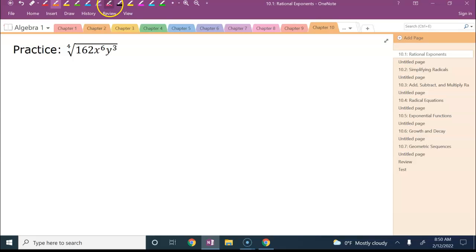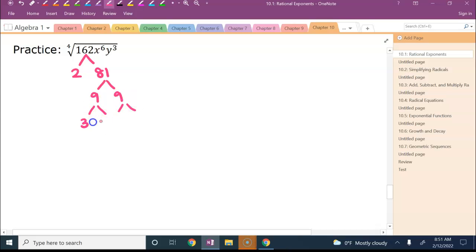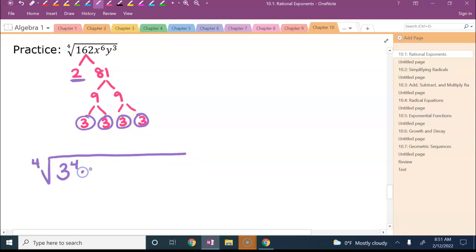So for this first one, we're dealing with a fourth root, which means for my number 162, I want to try to find a group of 4. So I'm going to factor tree my 162. I did 2 times 81, then I did 9 times 9, still don't have a group of 4, but my 9s will split to 3s, and that's where my group of 4 comes from. And I still have this 2 left over. So when I wrote it out underneath the fourth root sign here, I have 3 to the 4th power times 2.